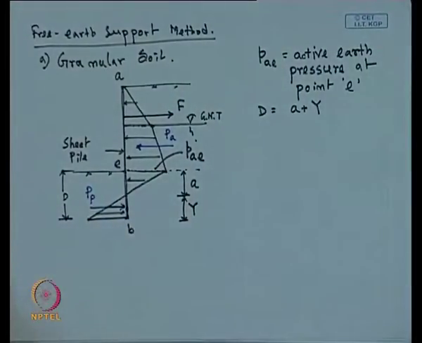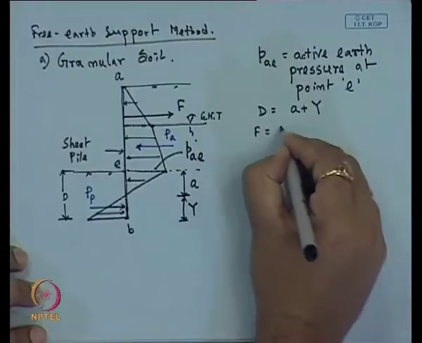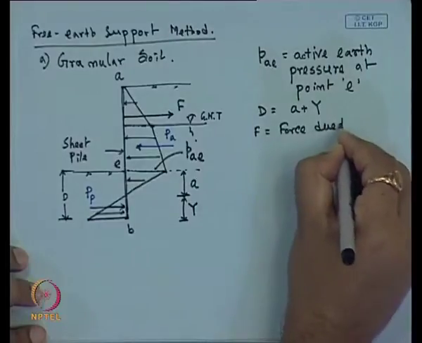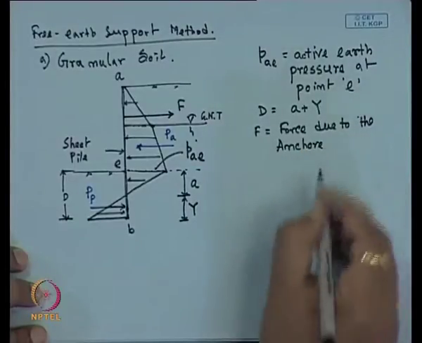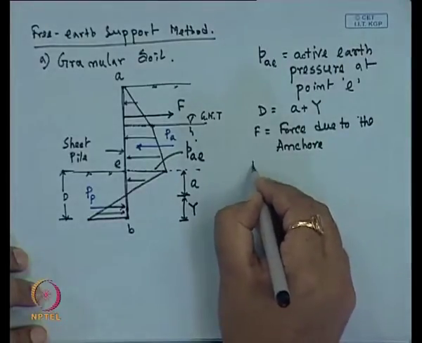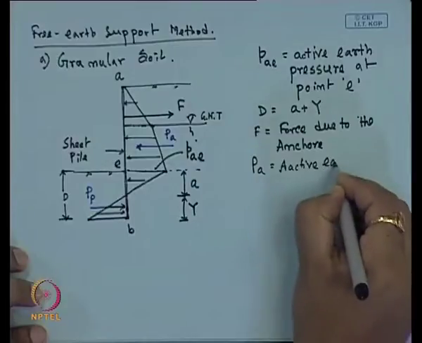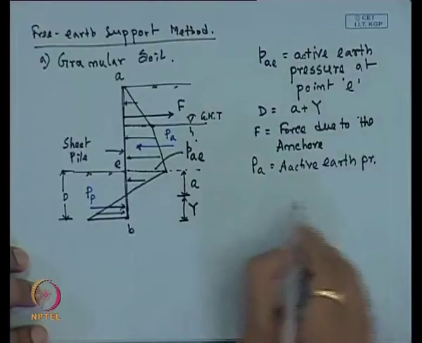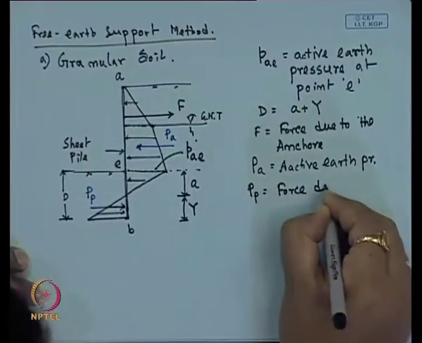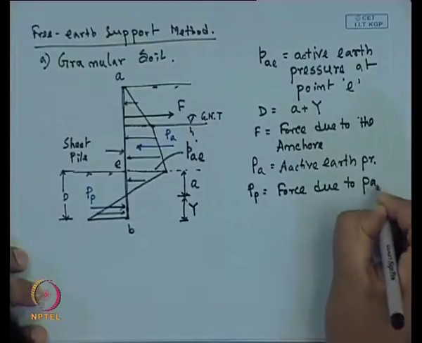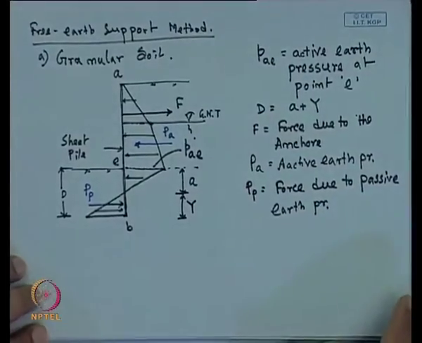So, the forces that are acting here. The first one is F, the force due to the anchor, and then P A is the active earth pressure force, the force due to active earth pressure, and P P is the force due to the passive earth pressure. Actually, this is the net pressure we can say.